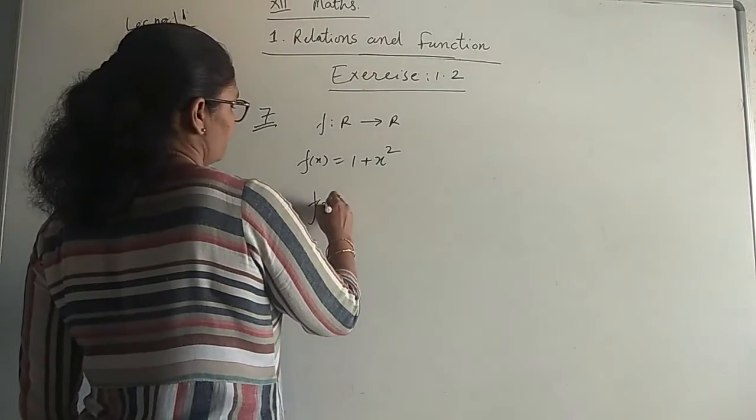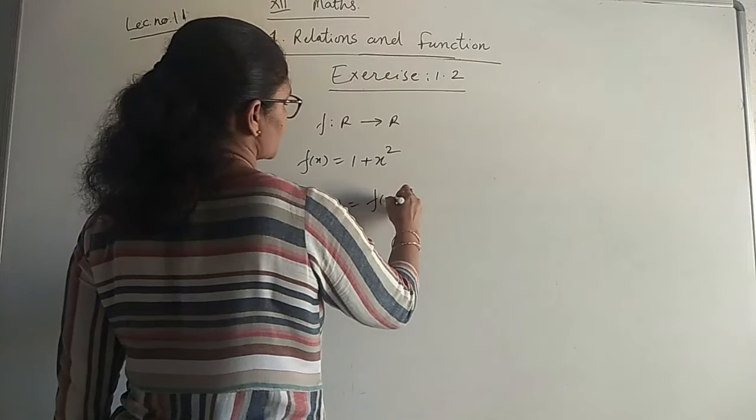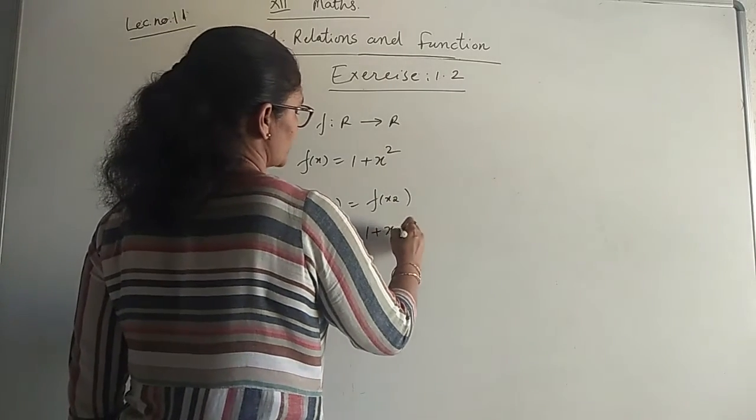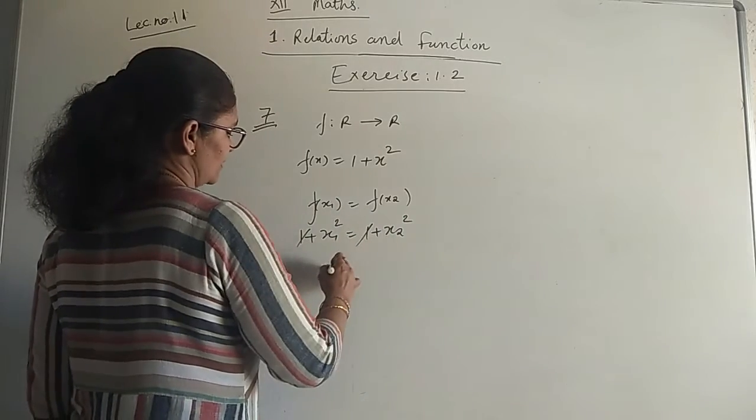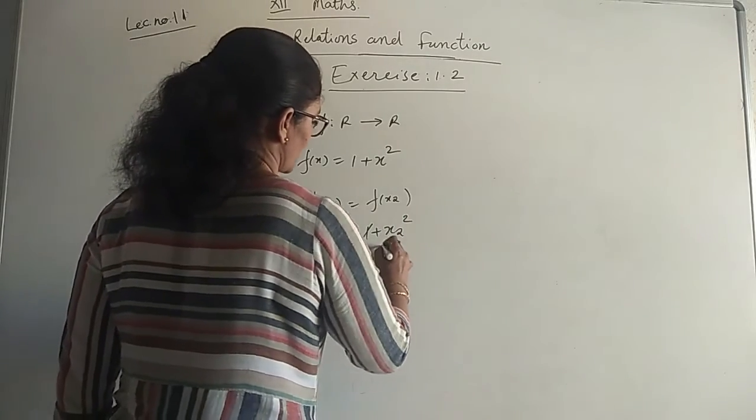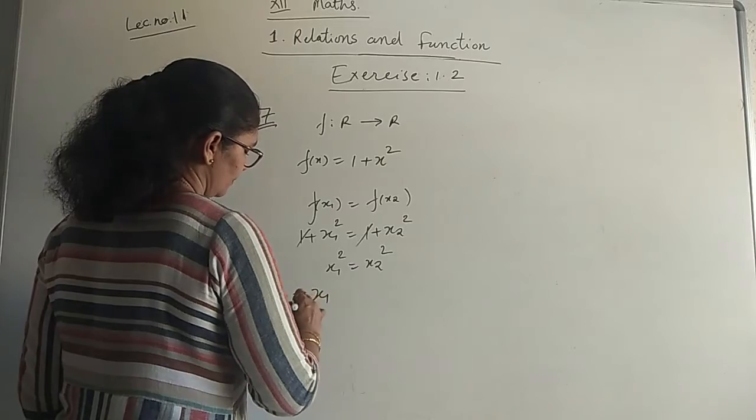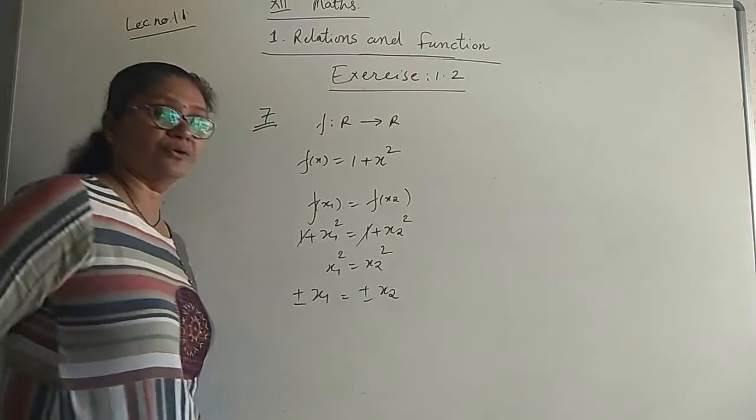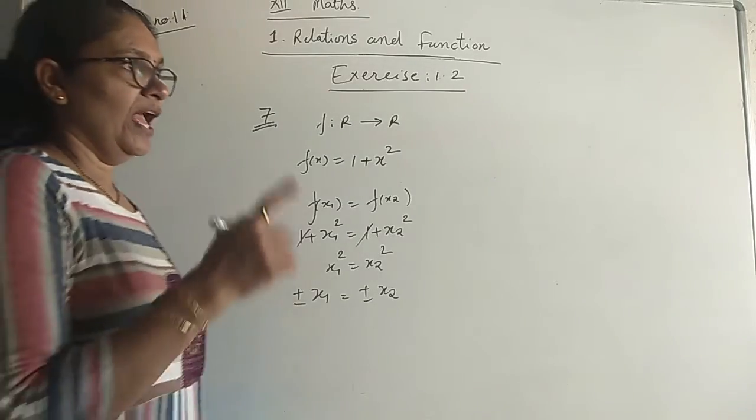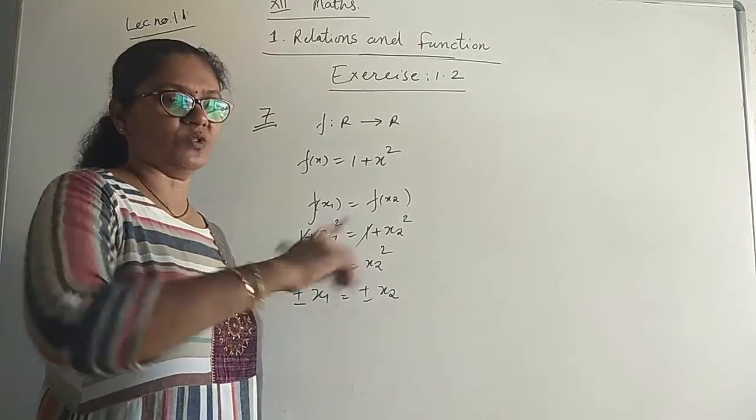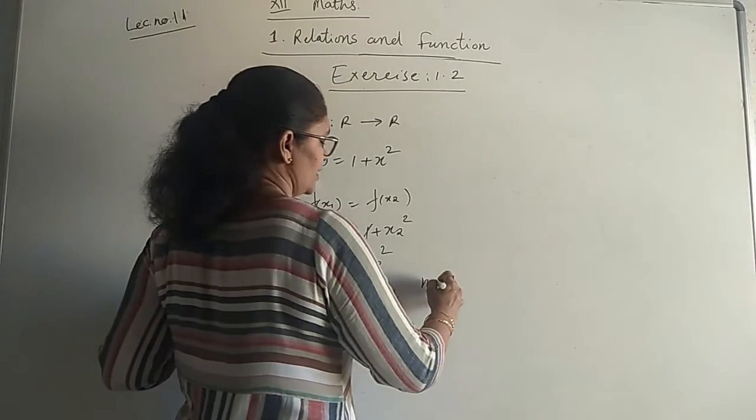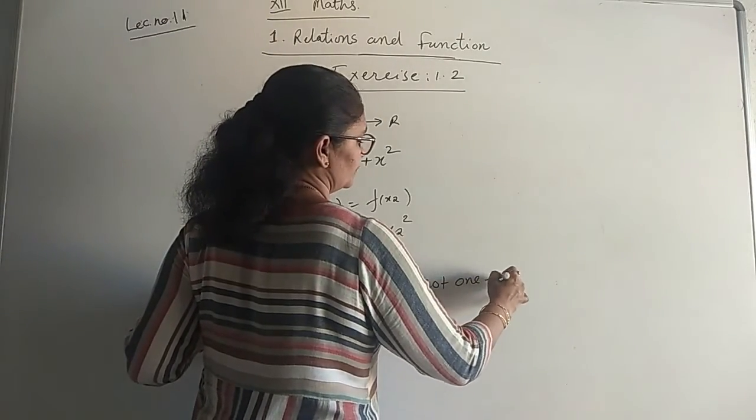Let's start. f of x1 equal to f of x2. 1 plus x1 square equal to 1 plus x2 square. 1 and 1 cancel. x1 square equal to x2 square. So we can write plus or minus x1 equal to plus or minus x2. So 4 relations you will get: x1 equals x2, x1 equals minus x2, minus x1 equals x2, and minus x1 equals minus x2. So we cannot say it is 1-1 here, it is not 1-1.